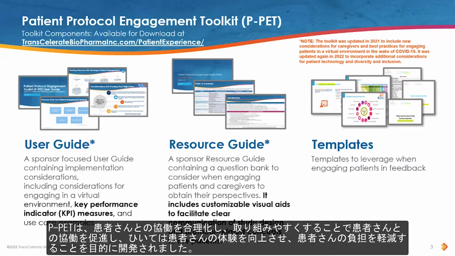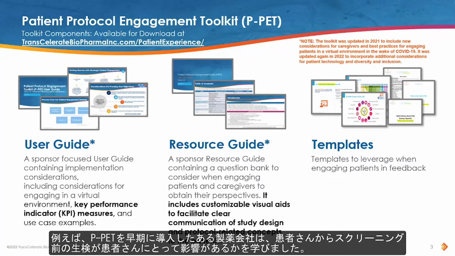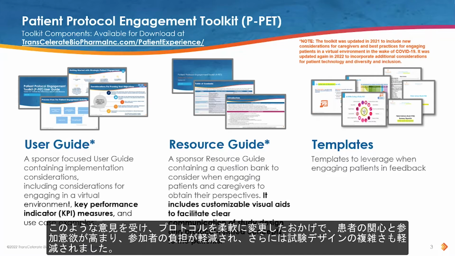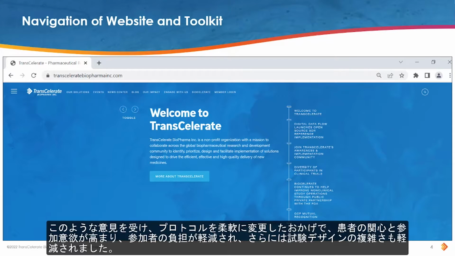The PPET was developed with the goal of improving the patient experience and reducing patient burden by streamlining and easing patient advisory interactions. For example, one early adopter learned from patient advisors how significant pre-screening biopsies were. Patient advisors were frustrated that prior biopsy material couldn't be used when available. These insights instigated protocol flexibility changes, improving patient interest and willingness to participate, reducing patient burden, and even reducing study design complexity.